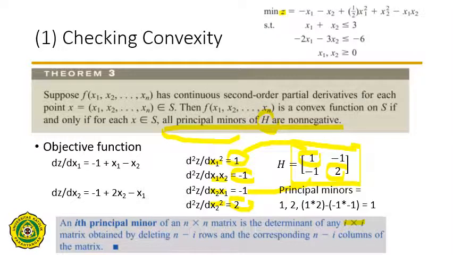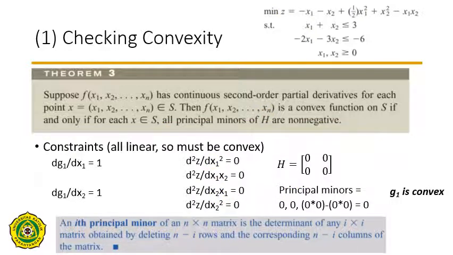So the principal minors are 1 and 2, the elements in the diagonal, and the determinant of the entire Hessian matrix, which is 1. We can see that they are all non-negative. So we may conclude that z is a convex function.